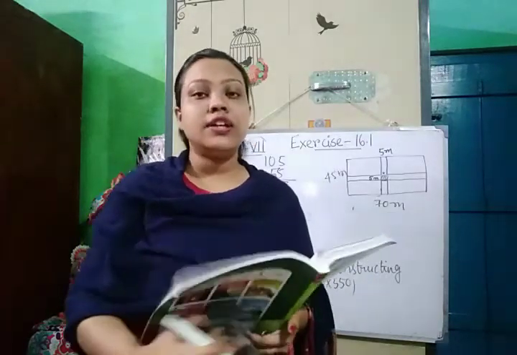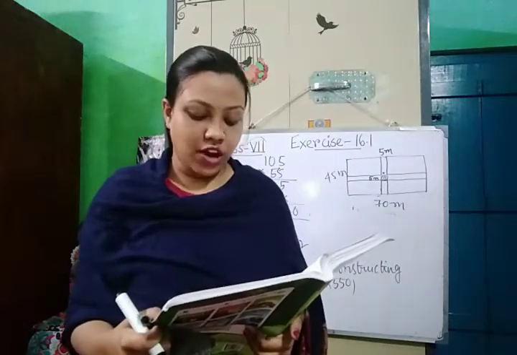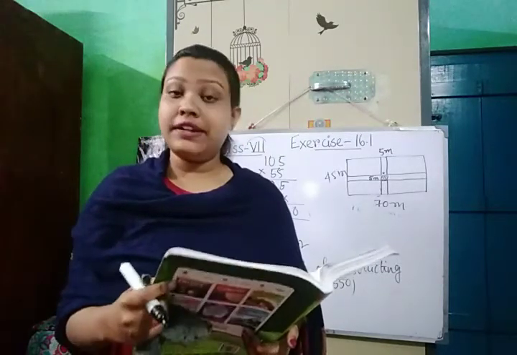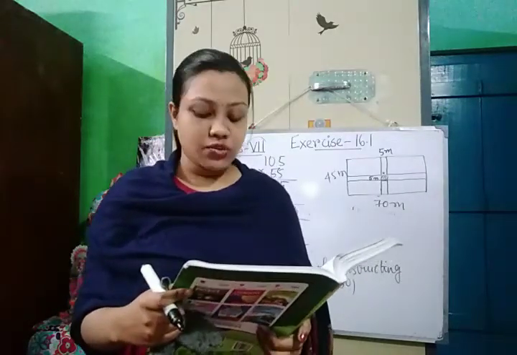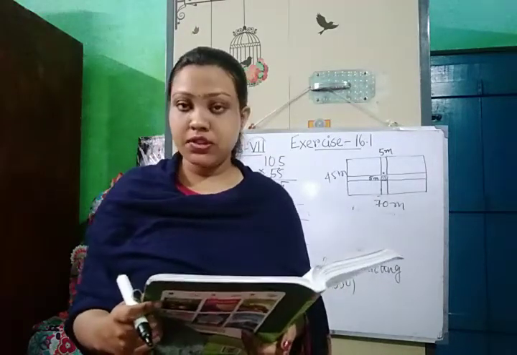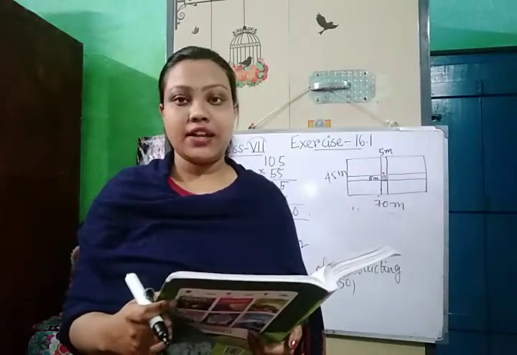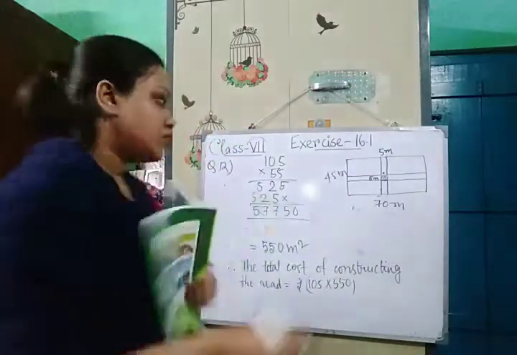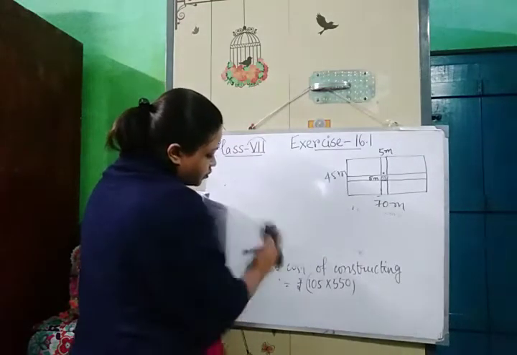So you all know this type of sums, we have done previously also. First we have to find out how many tiles will be needed, and then the cost of one tile is given. We have to find out the total cost of tiles. So how can we find out how many tiles will be needed? We will find out the area of the room, then we will find out the area of the tiles. So area of the room divided by area of each tile will be the number of tiles required. So first we will find out the area of the room.